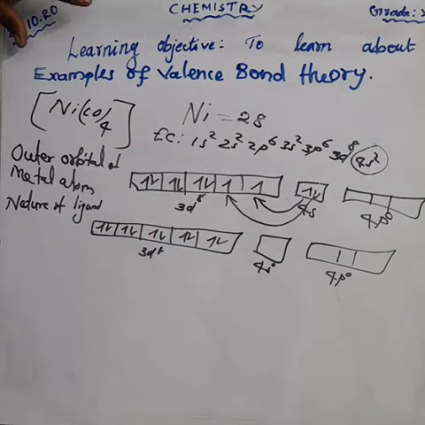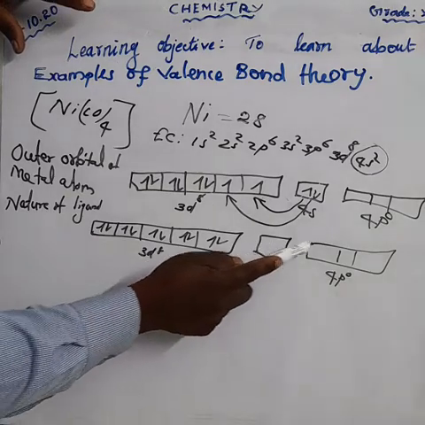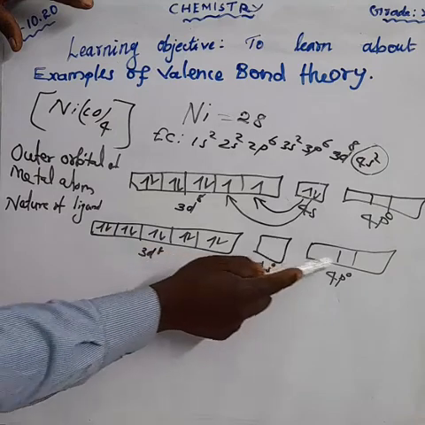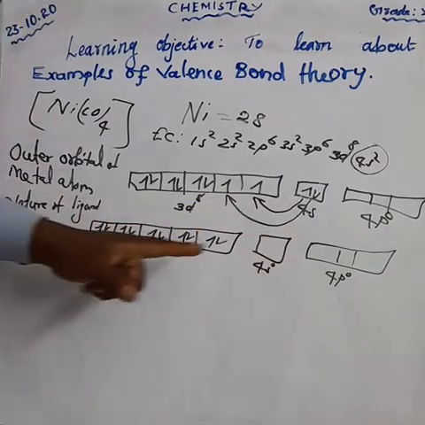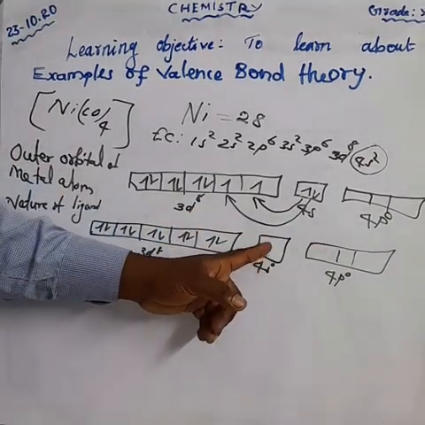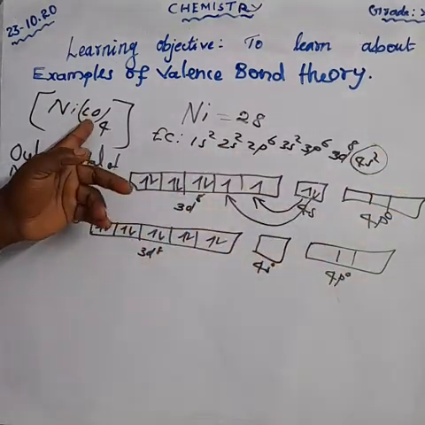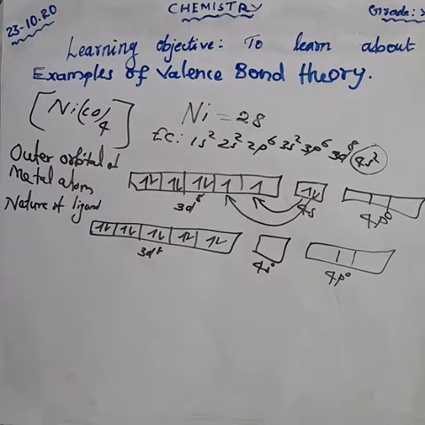Next, about the hybridization. Here we have 4 vacant orbitals. The carbonyl groups are attached here. 4s is having 1 and 4p having 3, so 3 plus 1 is 4. The carbonyl group is attached here. So, the hybridized orbitals of the metal atom in the complex.